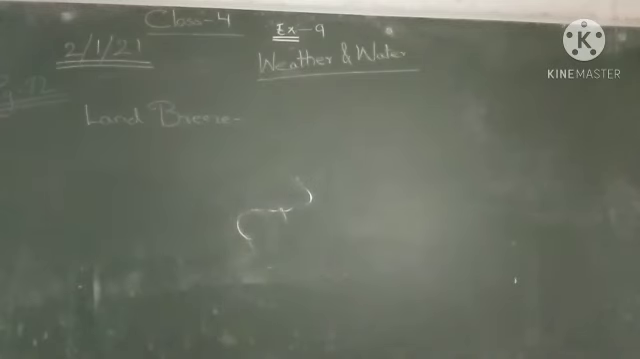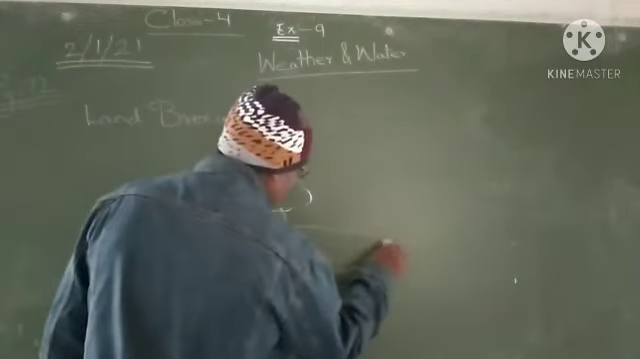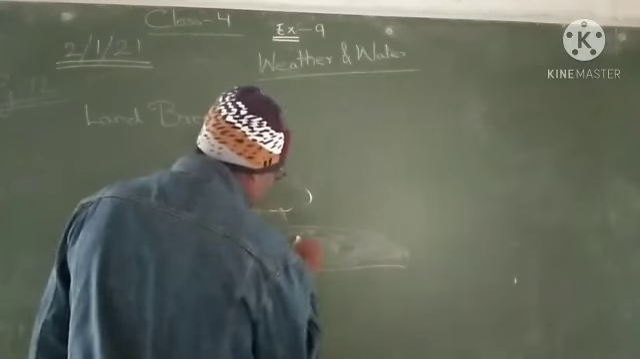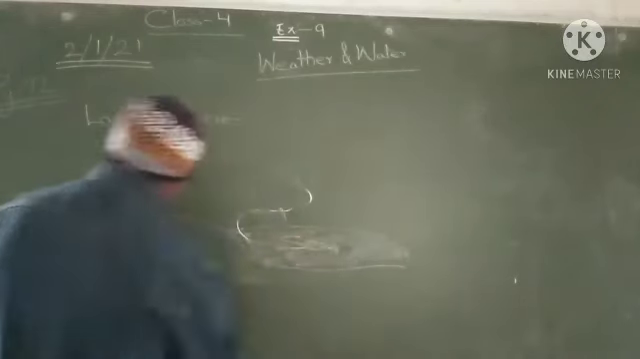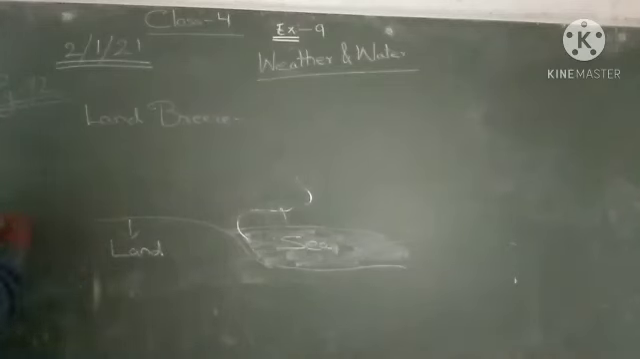Now, same again. Let's draw this diagram. This is sea. This is land. Now what happens? The air on the land, and this process happens during the night. रात के टाइम में ये होता है. So, लैंड जैसे जल्दी गर्म होता है उसी तरह जल्दी ठंडा भी हो जाता है.